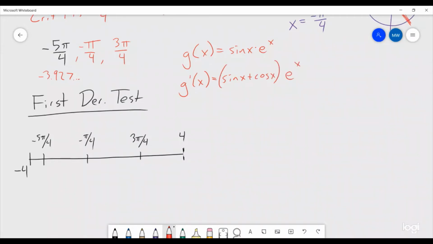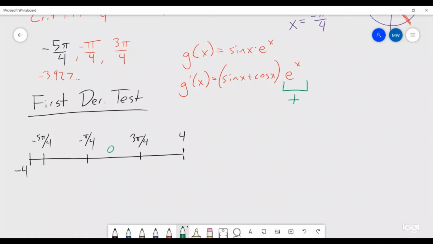Now, we only care about the sign, so the fact that this is always positive, no matter what, means we only really have to look at the sign of sine x plus cosine x. Well, let's just plug in some easy numbers. An easy number to plug in between negative pi fourths and 3 pi fourths is 0.